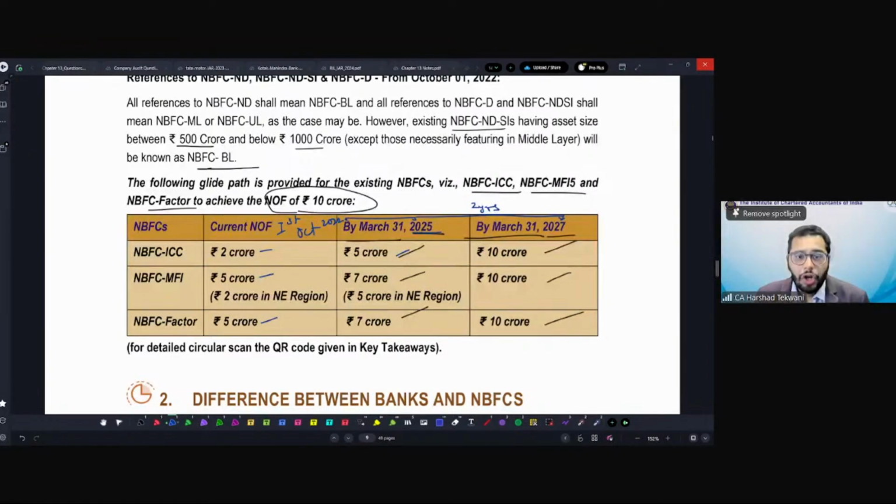So if your financial assets are more than 50% of your total assets, and the income generated from those financial assets is more than 50% of the total or gross income, in that case that particular entity will be called an NBFC entity.